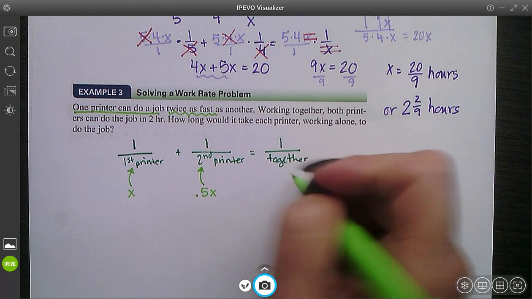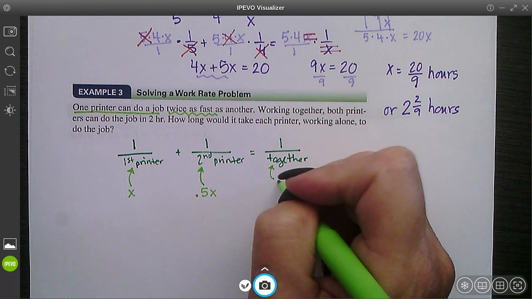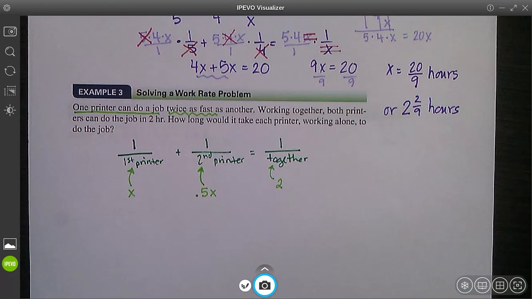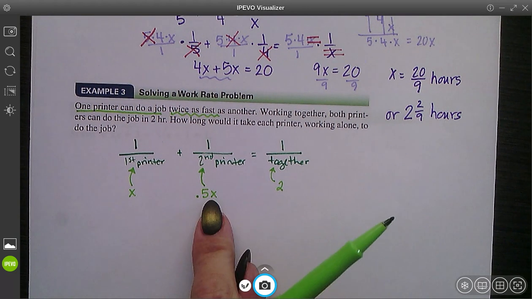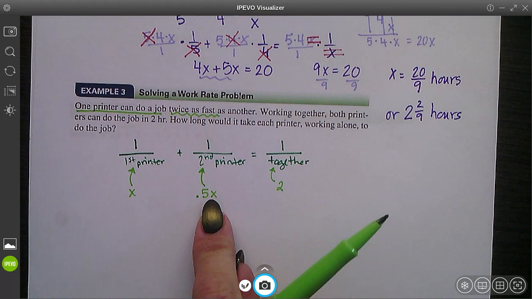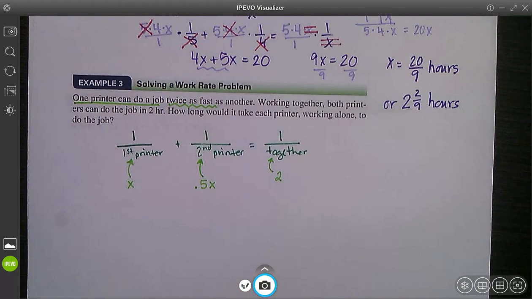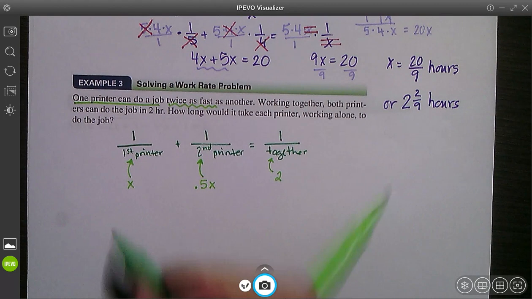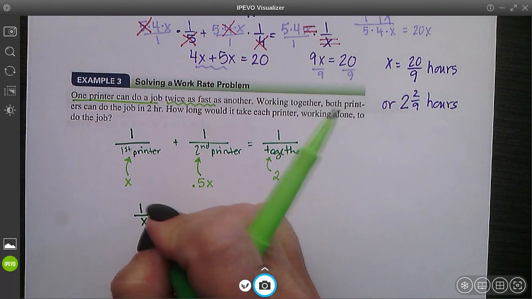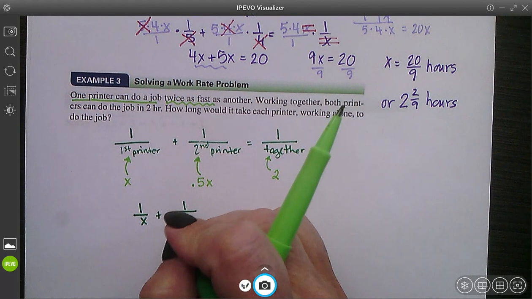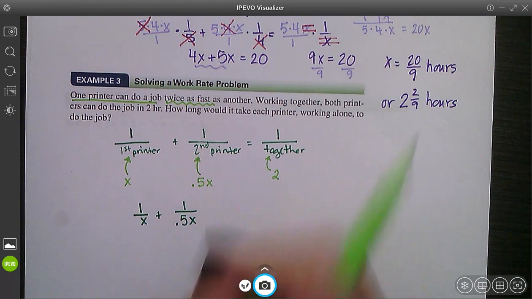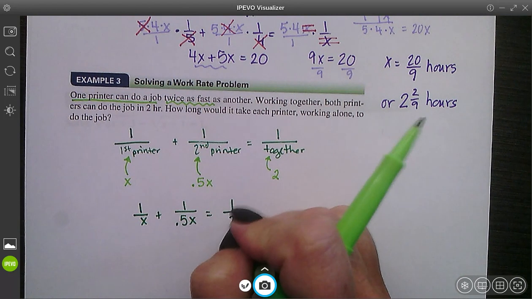And then working together is 2 hours. Let's just do it this way because that's how I have it set up. I don't want to confuse anybody. So 1 over the first printer, 1 over x, plus 1 over the second printer, so it takes half as long, 1 over 0.5x, equals 1 over 2.